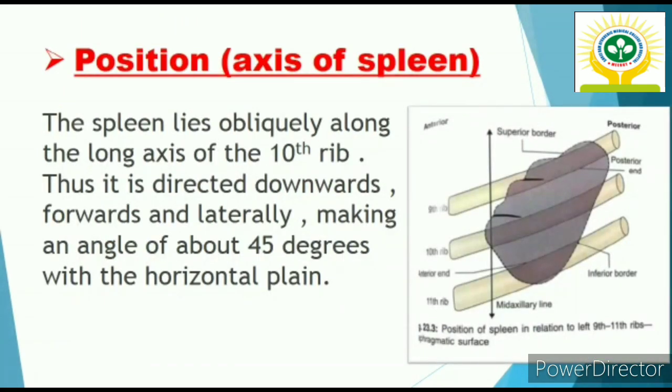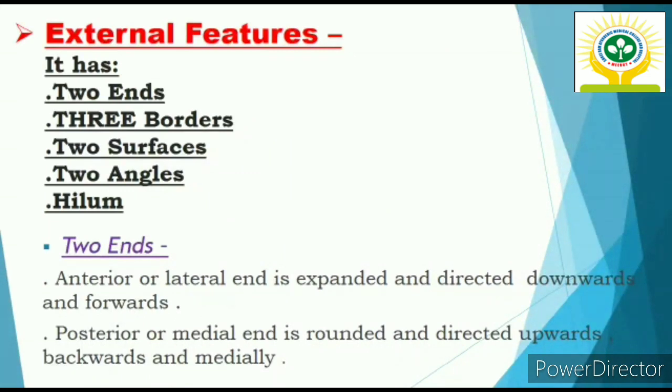Position. The spleen lies obliquely along the long axis of the 10th rib. Thus, it is directed downwards, forwards, and laterally, making an angle of about 45 degrees with the horizontal plane. External features. Spleen has two ends, three borders, two surfaces, two angles, and hilum.